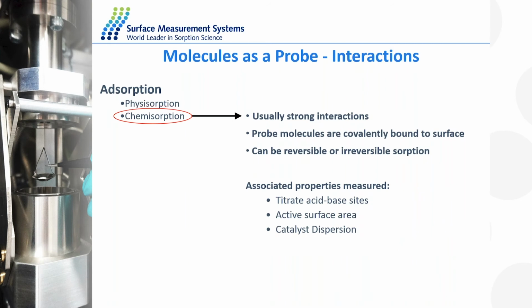We can also have chemisorption. In this case, the probe molecules usually have stronger interactions, and they're more covalently bound to the surface. So this can, as a result, cause reversible or irreversible sorption. A few properties attributed to this are active surface area or titrating acid-base sites.